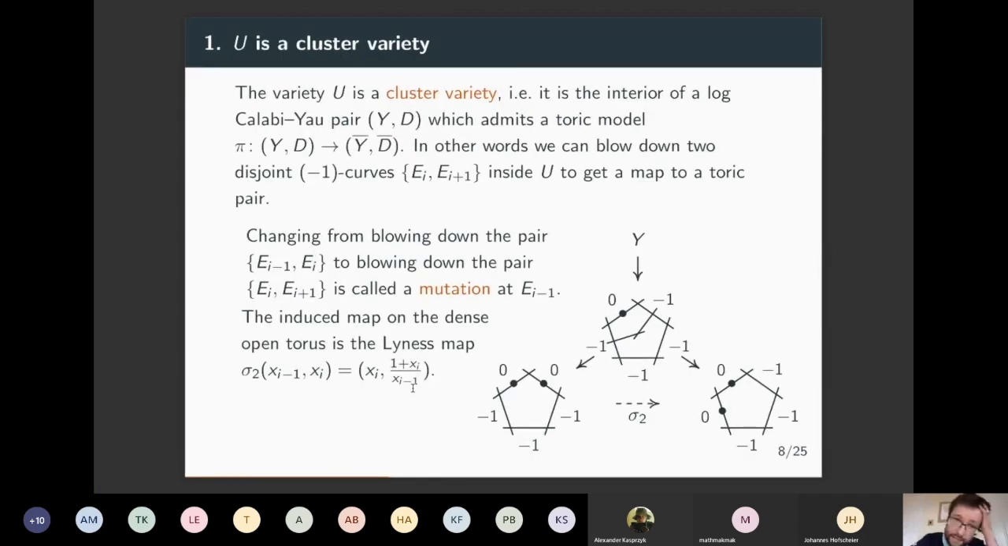So that's what it means in this setting for U to be a cluster variety. It's covered by these 5. If I just look at the torus inside this toric variety, then that injects back into U, because it lives inside U as the set of all points which aren't on one of these two lines that we blew down in order to get to it. And the transition maps between these 5 torus charts is this Lyness map.